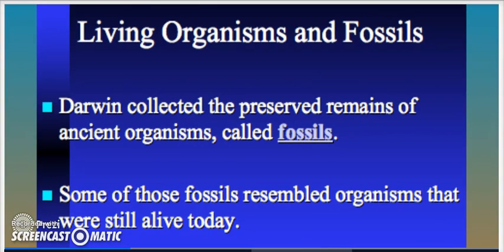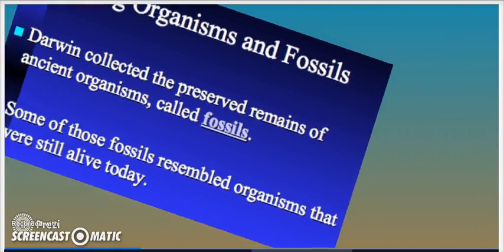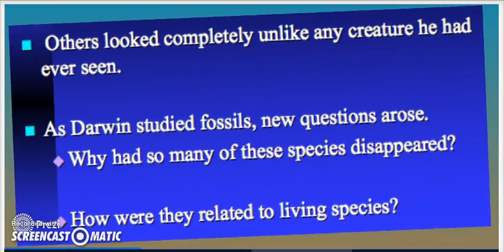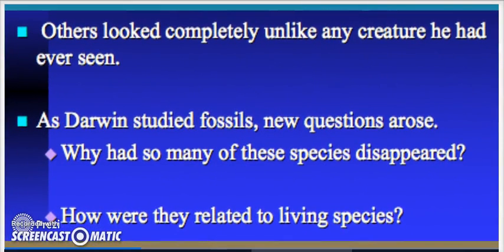Darwin went on and he collected a lot of things. He was constantly tracking down small animals, large animals, different plant life, living organisms, as well as fossils. As he collected the preserved remains of fossils and ancient organisms, some of them resembled things that were alive today and that he was familiar with. However, others looked completely unlike anything he had ever seen before.